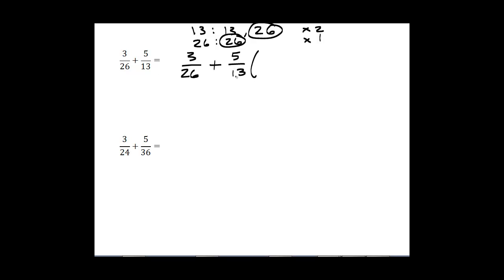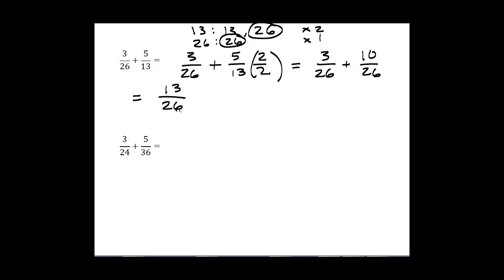5/13 multiplied. To get from 13 to 26, I'm going to multiply by 2, and so I'm going to multiply my numerator. 2 over 2 is just another way of saying 1, and so that will keep the continuity of my equation. I won't change any values. So 3/26 plus 5 times 2 is 10 over 26. So 3 plus 10 gives me 13 in the numerator and 26 in the denominator.